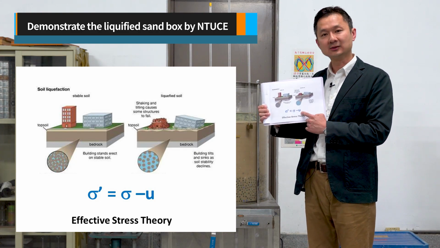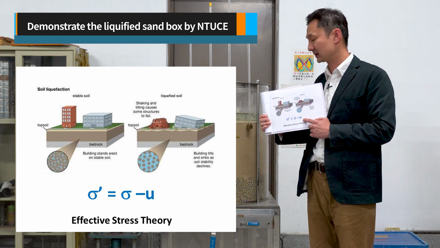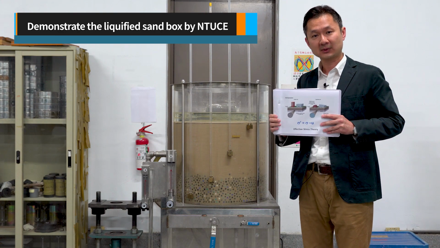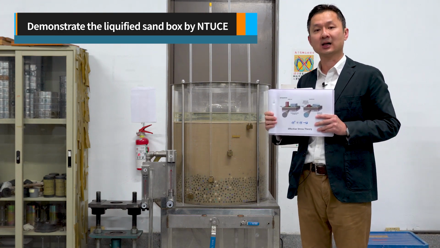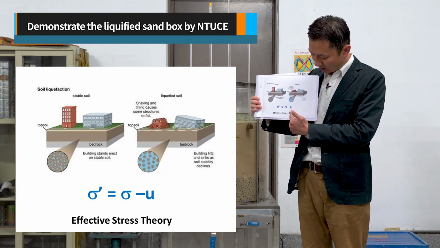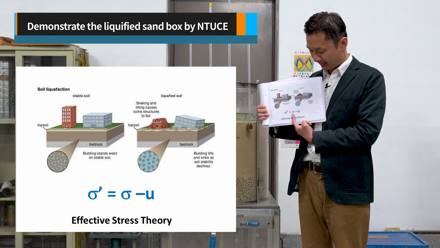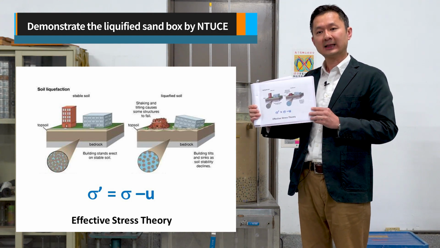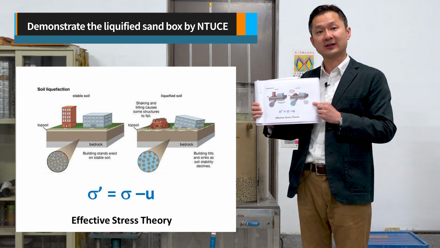And there are two ways to increase the pore water pressure in geotechnical systems. One way is to apply uplift seepage. Another way is to provide vibrations like an earthquake. And when the pore water pressure is large enough, equal to the total stress, then the effective stress will equal 0. The consequence would be so-called soil liquefaction.